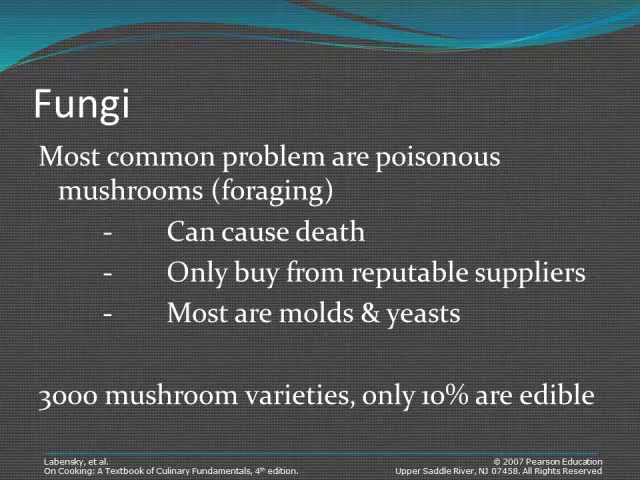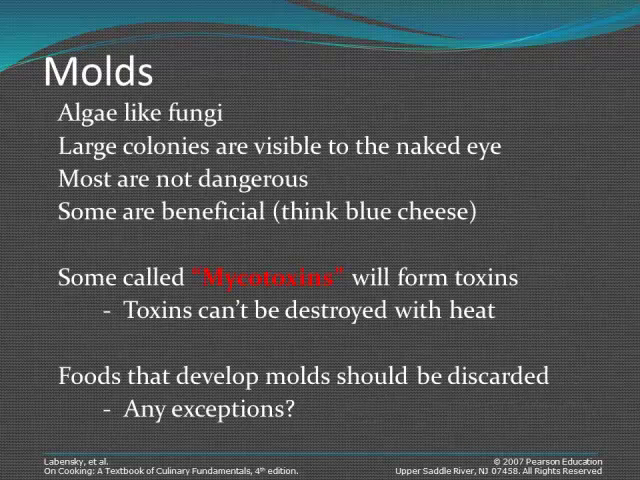You want to buy them from reputable suppliers. And most of these items include molds and yeasts. Again, there are 3,000 mushroom varieties, but only 10% of them are edible, which comes out to about 300 of them. Molds, algae is a fungi for instance, are large colonies and they are visible to the naked eye. Most molds are not dangerous, or we're going back to that putrefactant to the pathogenic type, the ones that cause foodborne illness. Some molds are beneficial.